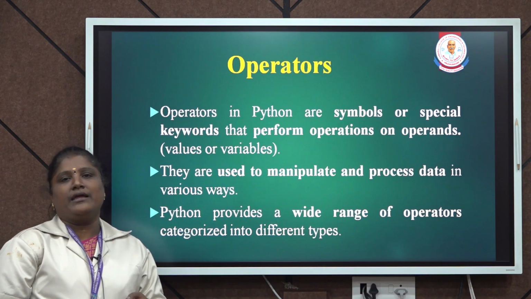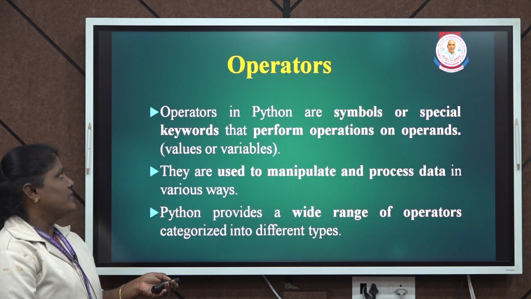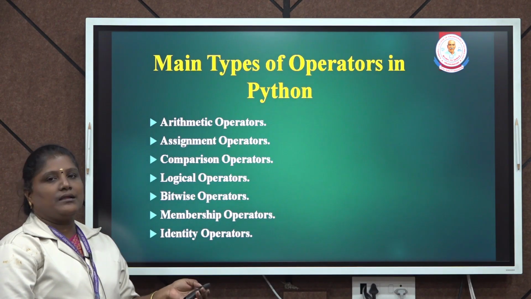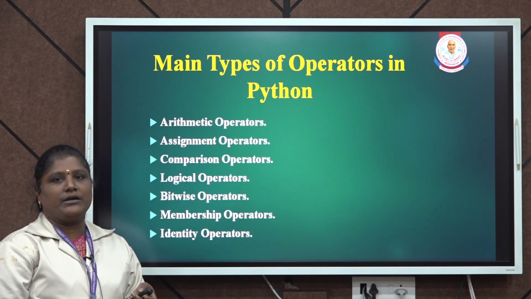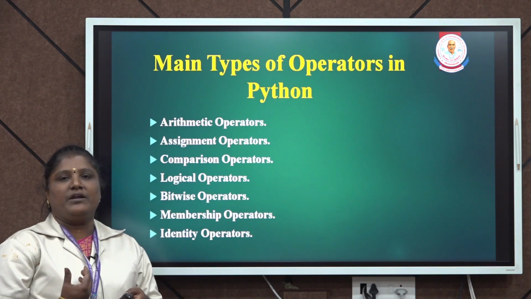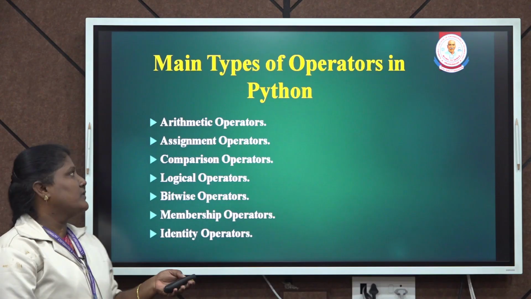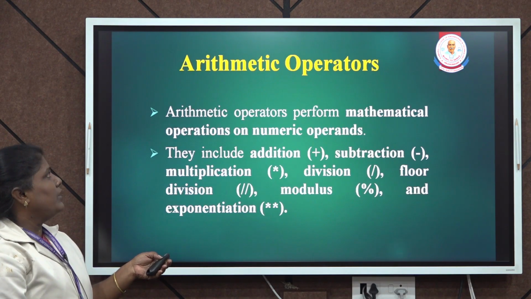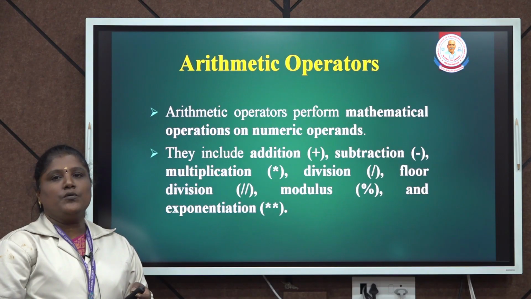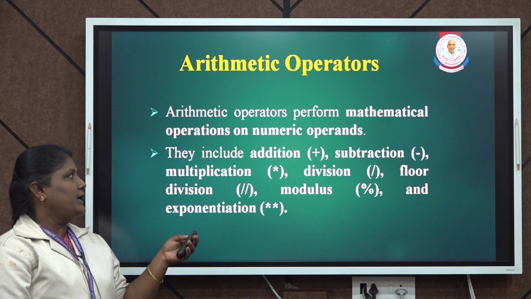In Python, various operators are used in different types. The main types of operators in Python are arithmetic operator, assignment operator, comparison operator, logical operator, bitwise operator, membership operator and identity operators. First, let us see what is meant by arithmetic operators. Arithmetic operators are used to perform some mathematical operations on numerical operands.